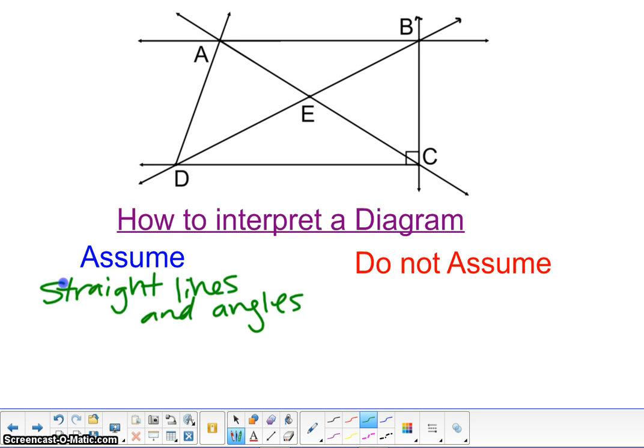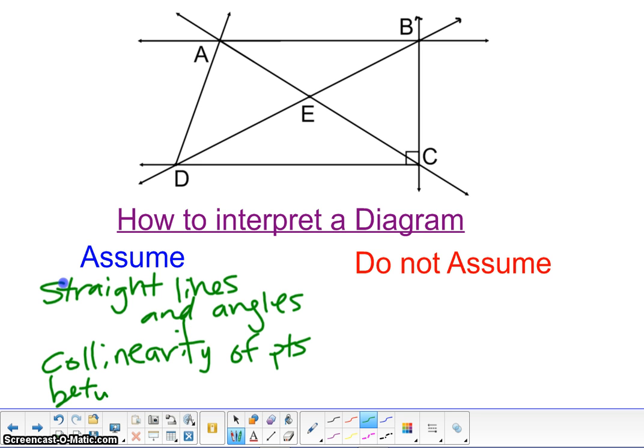Okay? Also, collinearity of points. So for example, you have A, E, and C. They look collinear in the picture, so you can assume that they are collinear. Also, betweenness. Since E looks like it is between A and C, you can say that E is definitely between them. And then the last one, we can assume position of points. So right here, like point D, even though there's not a big point there, we can assume that that is where they're connecting, is that position.